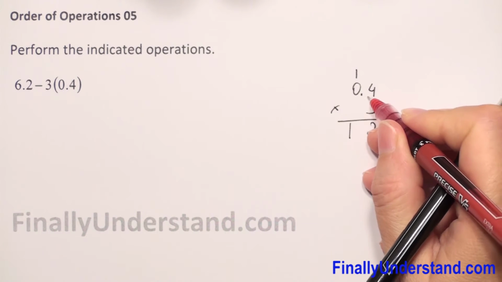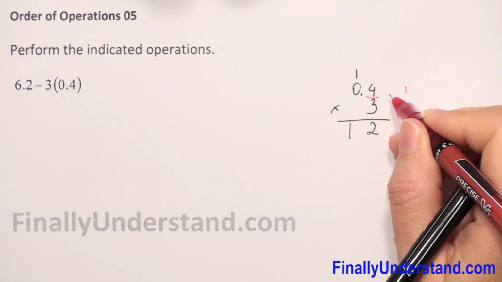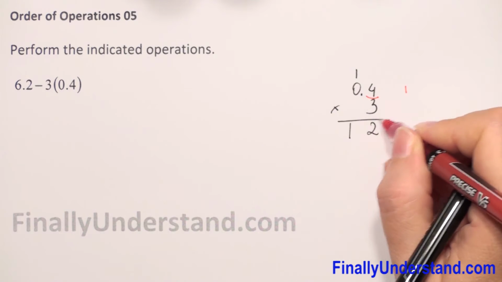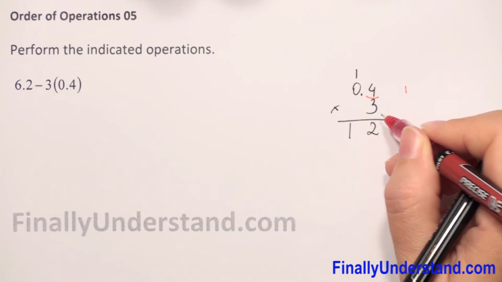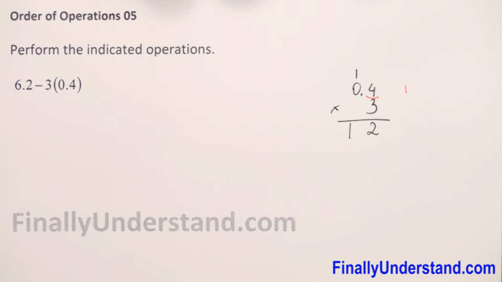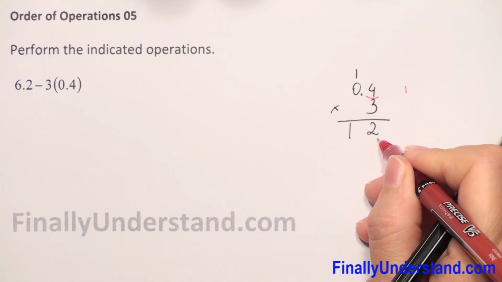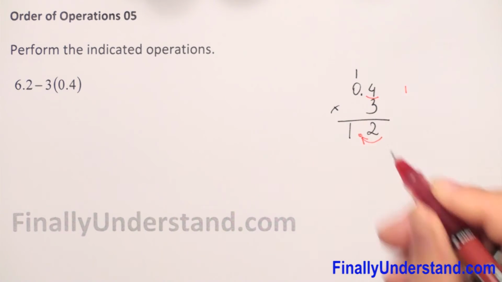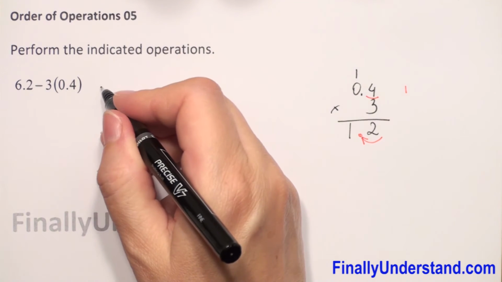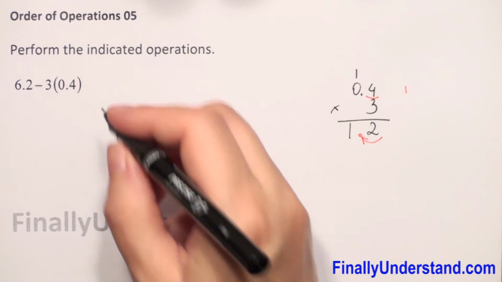In the first number we have 1 digit after the decimal point, so we have 1 decimal place. In the second we don't have a decimal point, so we don't have decimal places. So we have to count from the right to the left 1 decimal place. Then the solution from the multiplication is 1.2.